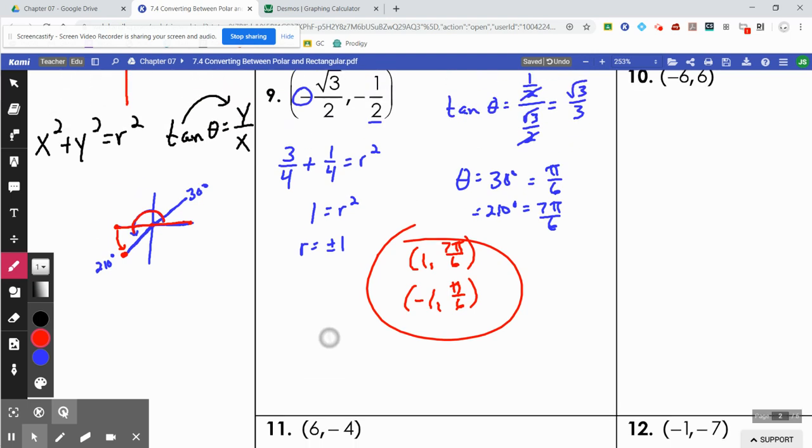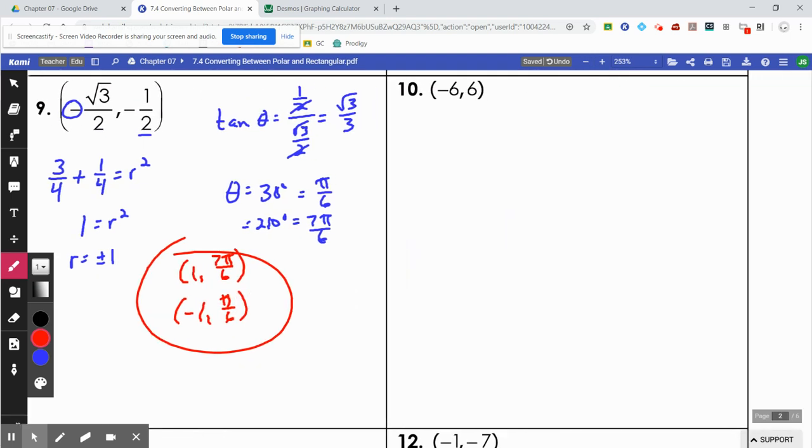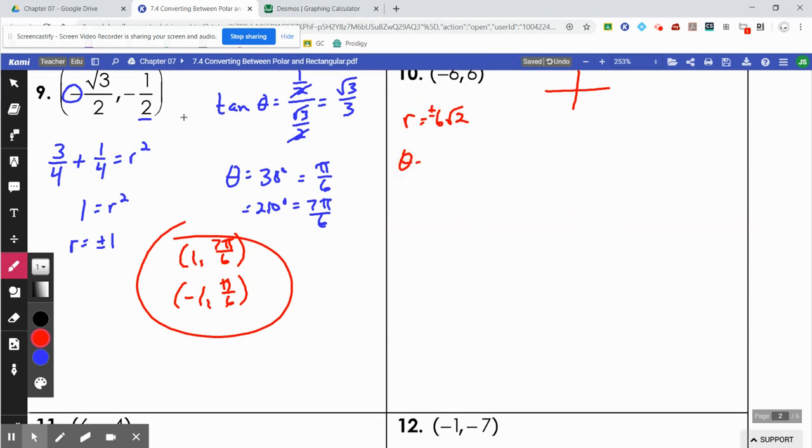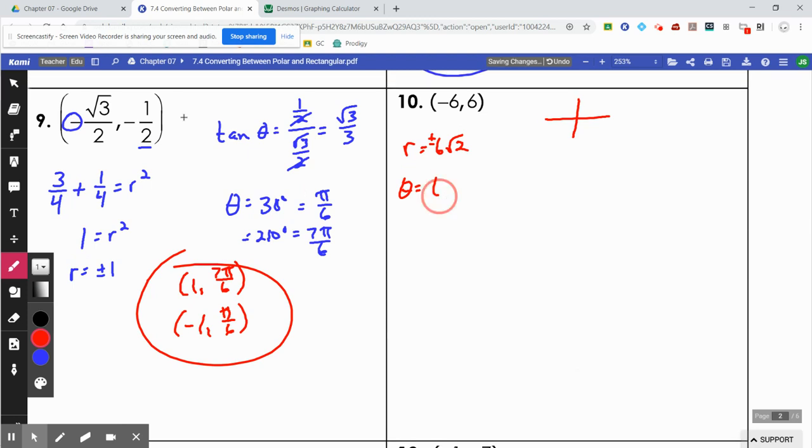Okay, let's do another one. Number 10. This one should be an easy one. If you were to look at this triangle, 6 6, this is a 45 45 90 right triangle. So you can sketch it if you would like to, or you can do the x squared plus y squared equals r squared, but the radius is going to be 6 root 2, positive or negative 6 root 2. So there's your radius. Your angle is going to be the inverse tan of y over x, which gives you -1.